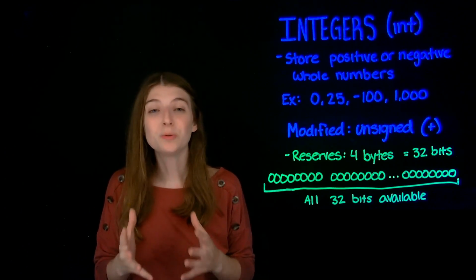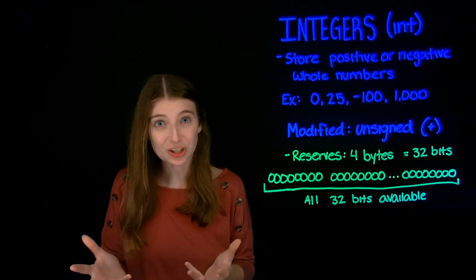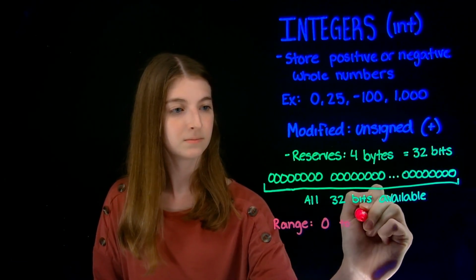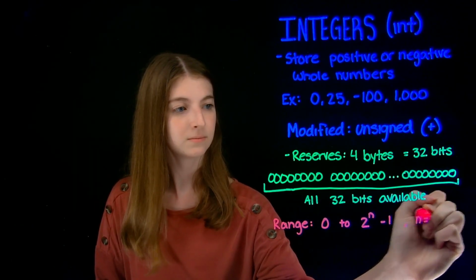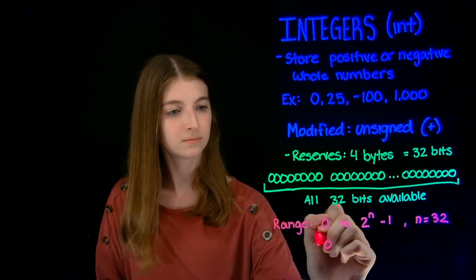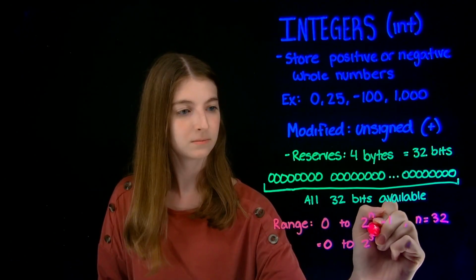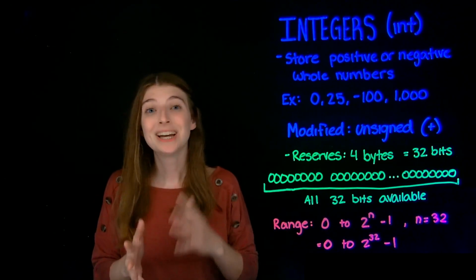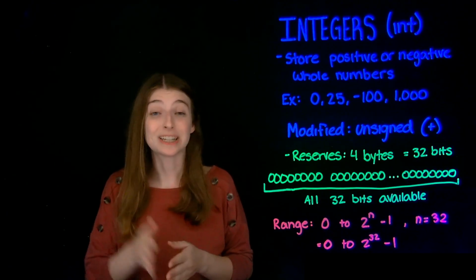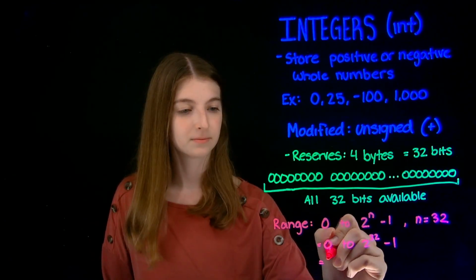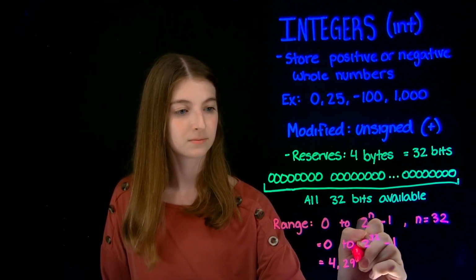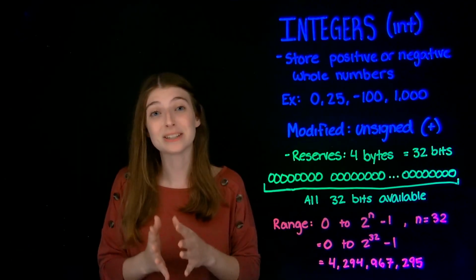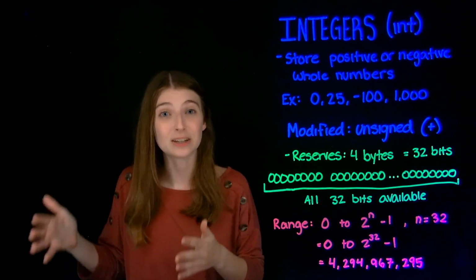So to find the new range of this unsigned integer, we would be going from 0, because they're only positive numbers, to 2 to the nth power minus 1, where n is 32. We now have all 32 bits available to us to store the actual number. Again, it's -1 because we're starting at 0 and not 1. So we'll have a final number of 4.29 billion, which is double the amount that we had before because now we're not including negative values.